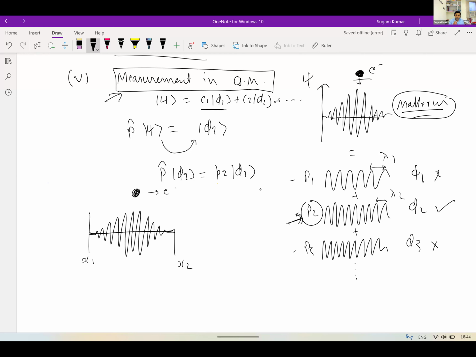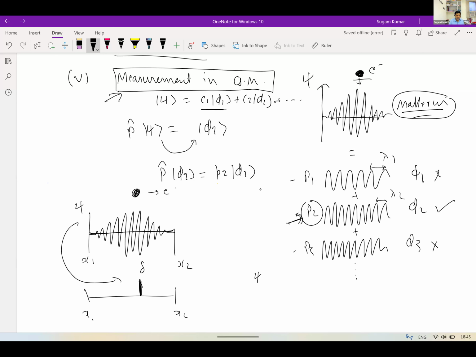But when you do a measurement and locate the electron, the electron will show its presence, maybe here, let us say. After the measurement, this wave function no longer exists. The wave function collapses into a single spike, a delta function.